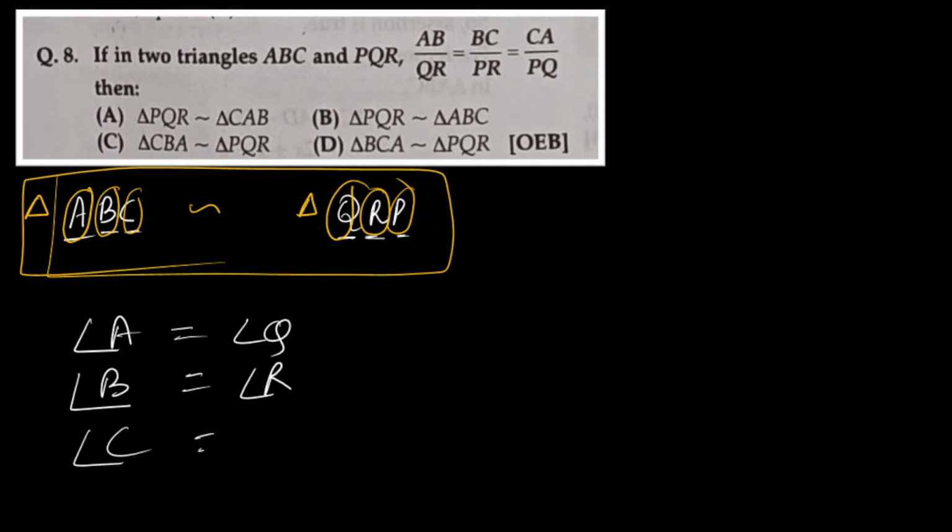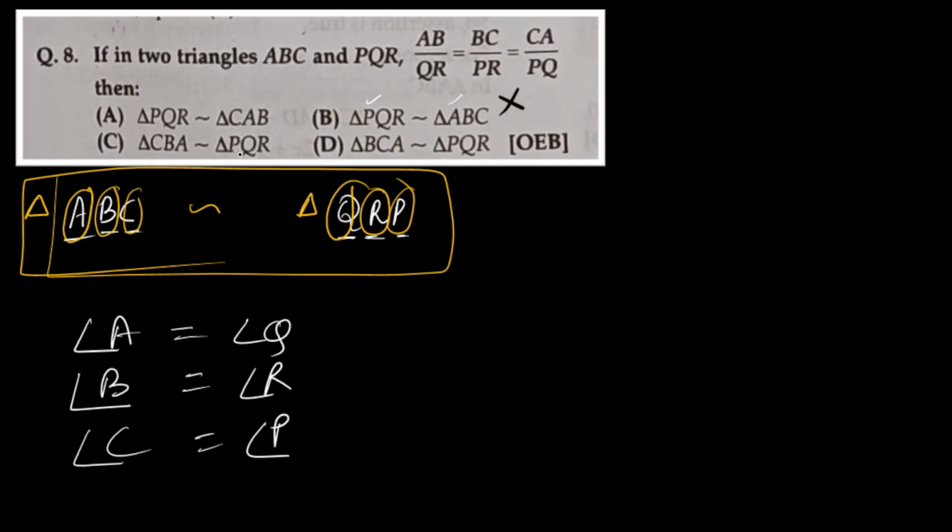And angle C should be equal to angle P. So if you see the second option, P is corresponding to A, they have mentioned. So from here itself we got to know this is wrong. If we see option C, B is corresponding to P they have written, or C is corresponding to P, that's correct.